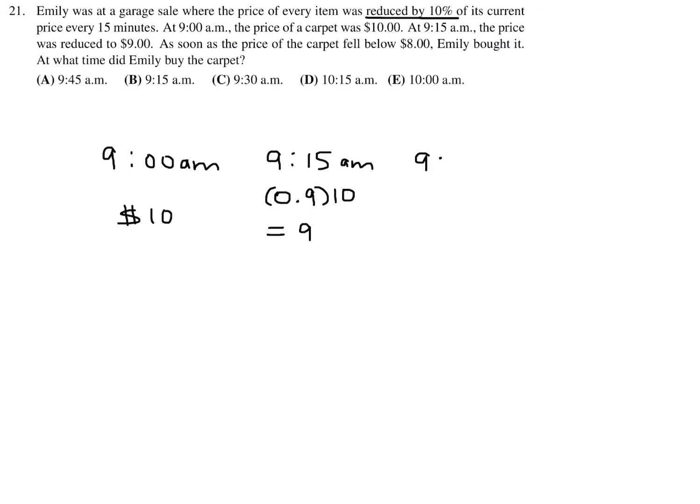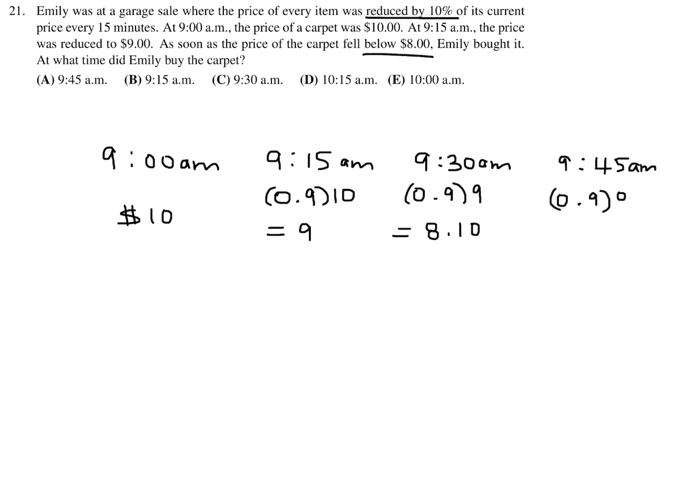And then at 9:30, it's going to go down by another 10%. So it'll be 90% of $9, which is $8.10. Now, it's still not below the $8 requirement that Emily has set for herself. And then if you go another 15 minutes to 9:45 a.m., the price will be 90% of $8.10. And that is most definitely less than $8. It's $7.29. So that is when Emily buys this carpet. And therefore, number 21, the answer is A.